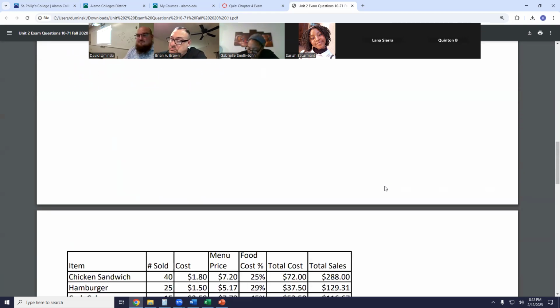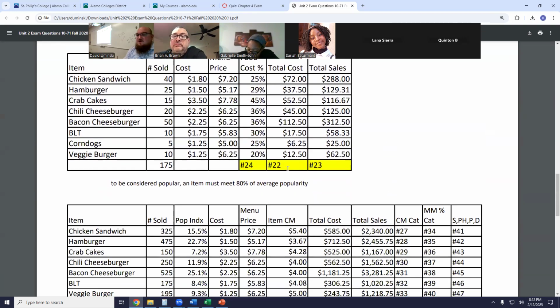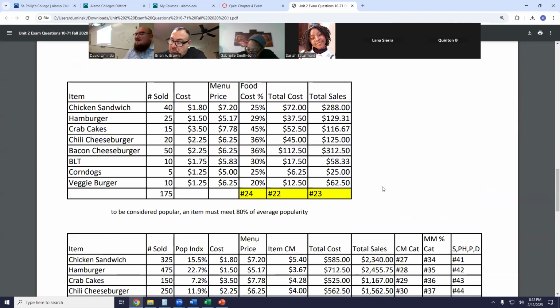Then questions 22, 23, and 24. Again, we're going to do the triangle, but this time it's going to be the overall food cost percentage, not just for one item.